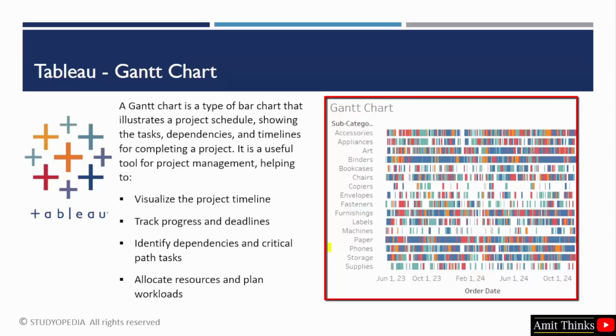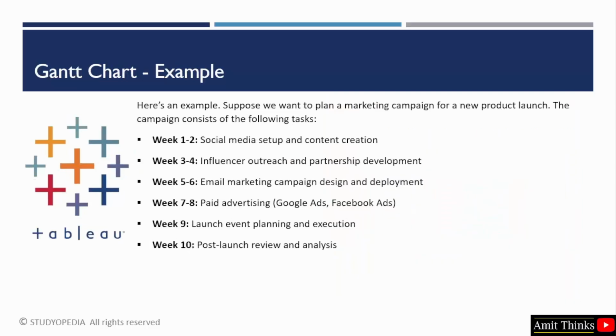Each colored bar indicates an order. The length of the bar represents the duration or quantity of the order. So here the Gantt chart in the image is visualizing order date over time. Let us see another example.